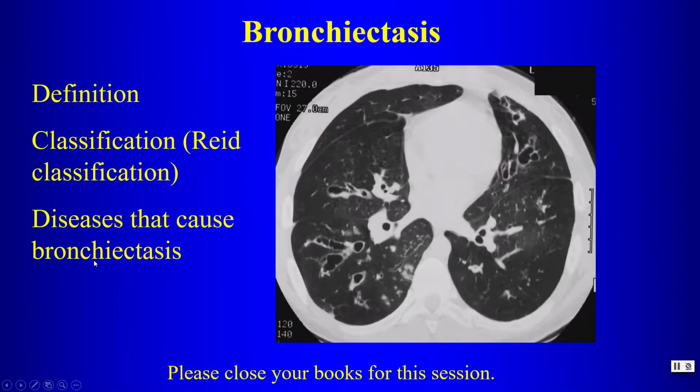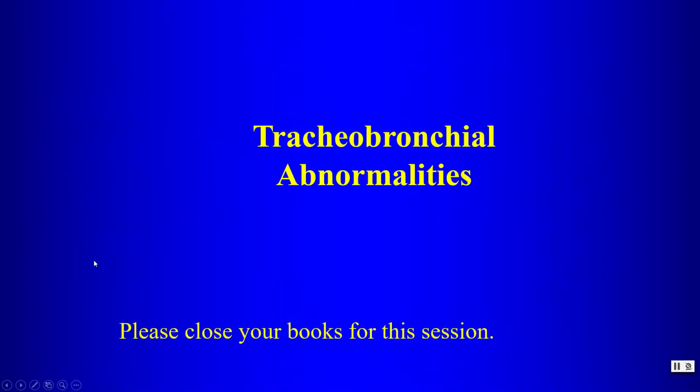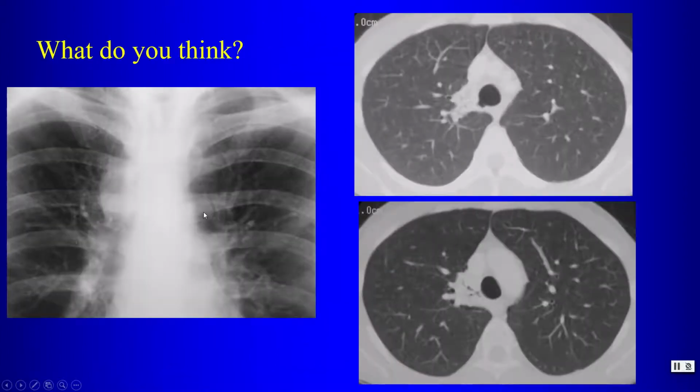So that's our discussion of bronchiectasis. Let's move on to tracheobronchial abnormalities. So in this example, we have a chest radiograph that shows a right paratracheal opacity. This patient goes on to CT. We look at the trachea, we notice something budding off here of the trachea. We look over here, it looks like we have some air bronchograms here in the right upper lobe.